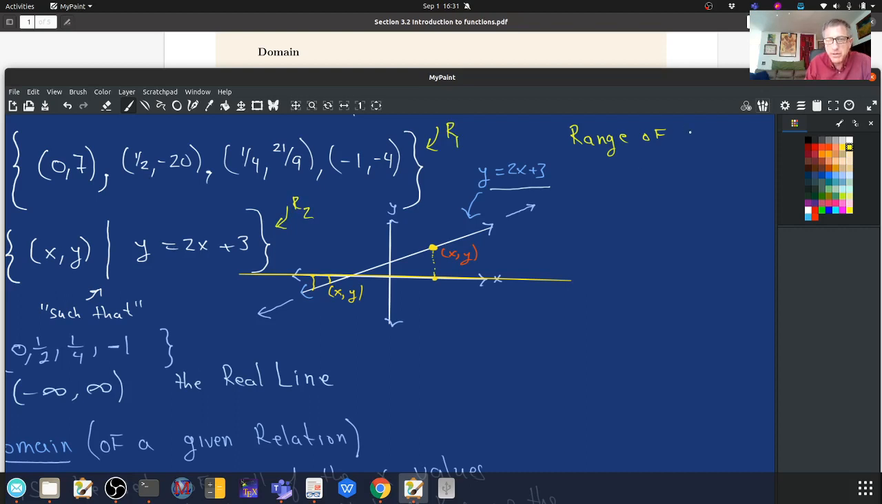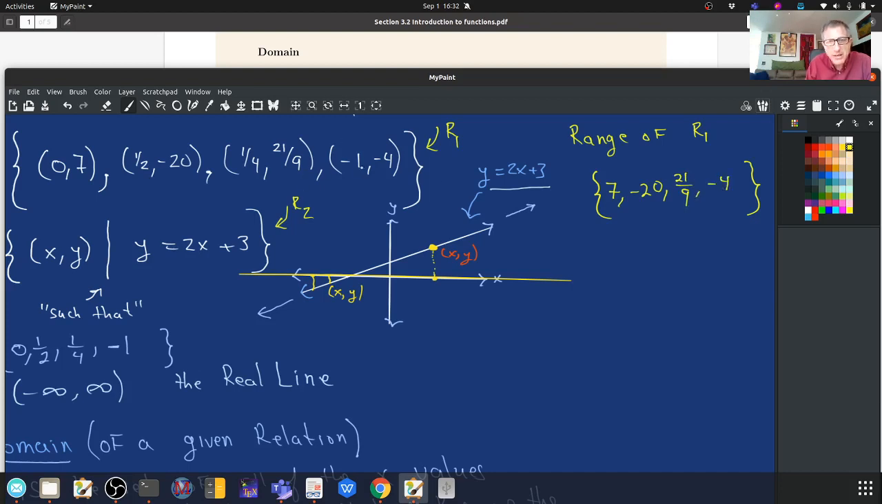The range of R1. Well, we know it's a set. A lot of sets here. And it's the set of y values found in the ordered pairs of R1. So 7 is a y value. Minus 20 is a y value. 21/9 is a y value. And minus 4 is a y value.